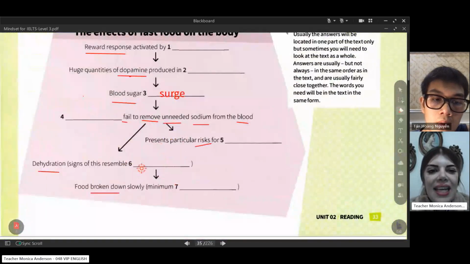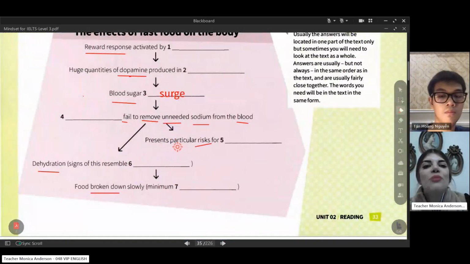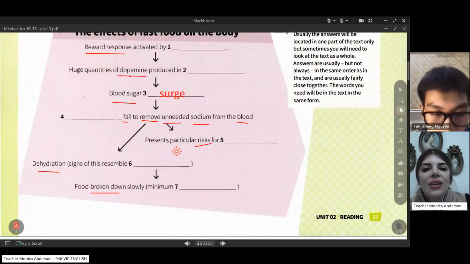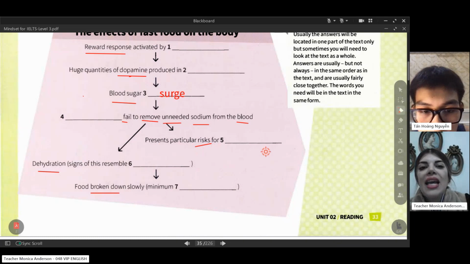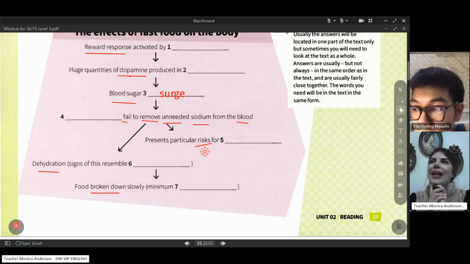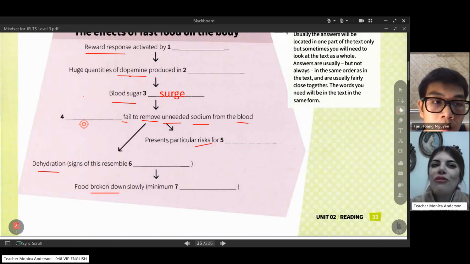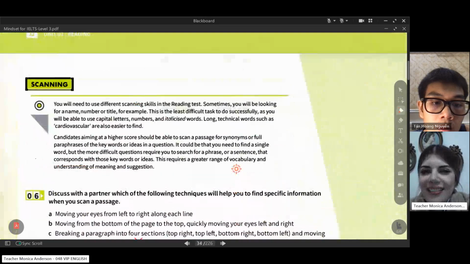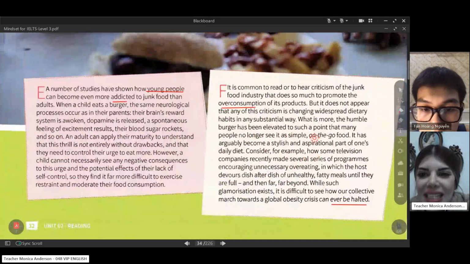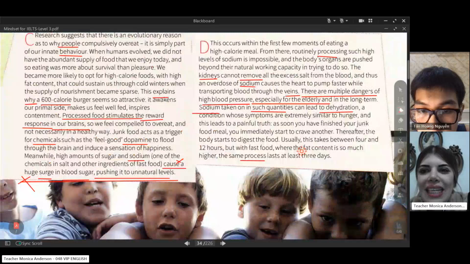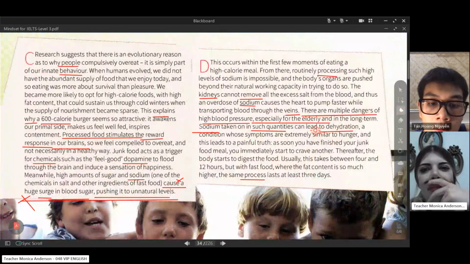And next one, present particular risk for. Present particular risk. Yes, okay. But here your answer was good. But here, when I read this one, I say, okay, something else can be for number 4. I can think about something else because let's check again because I could find risk here. Elderly, yeah, we have something like a danger, risk.